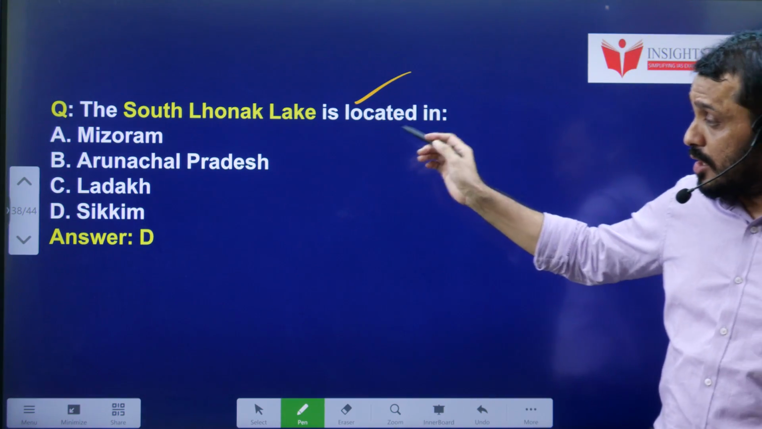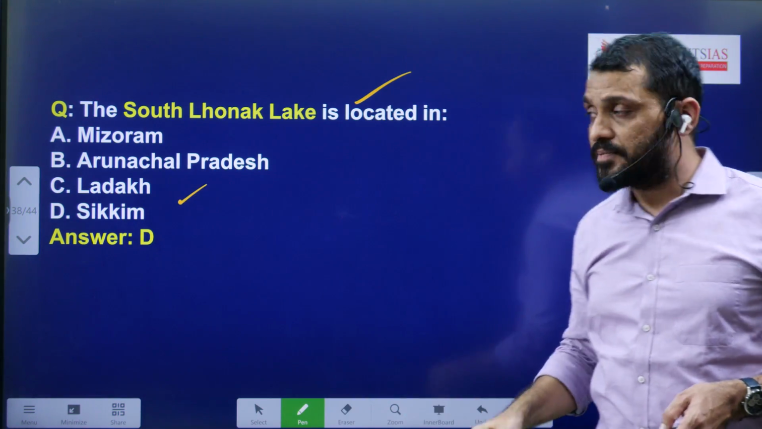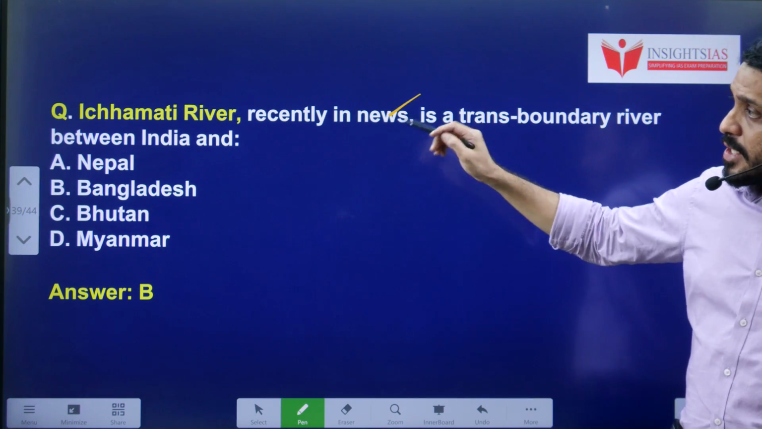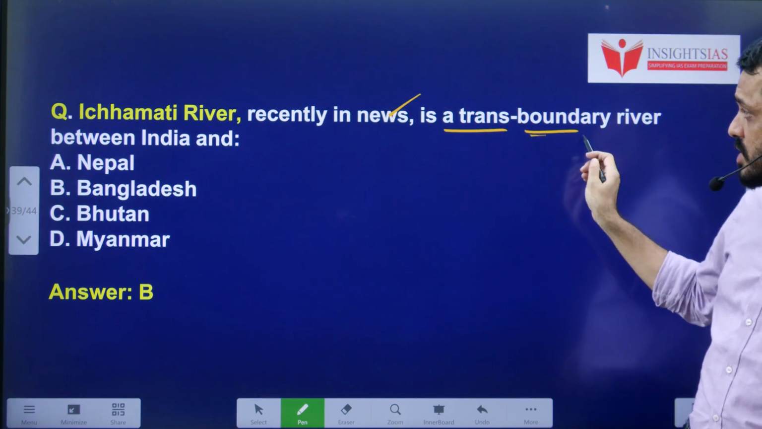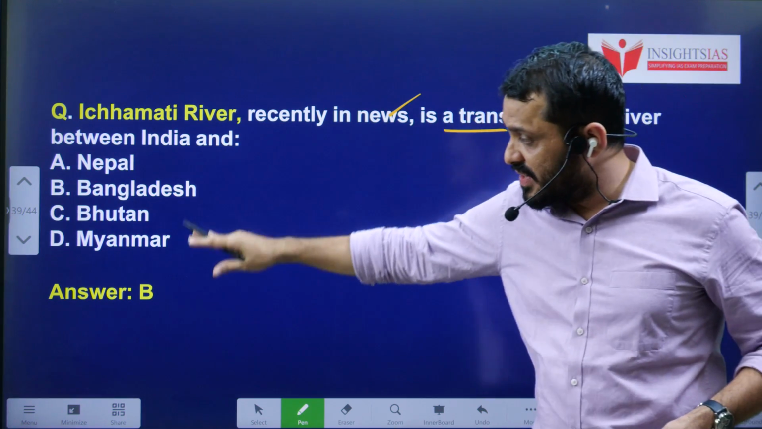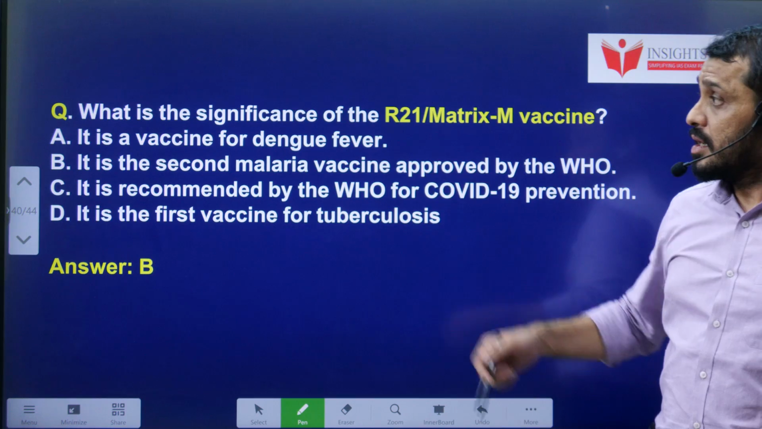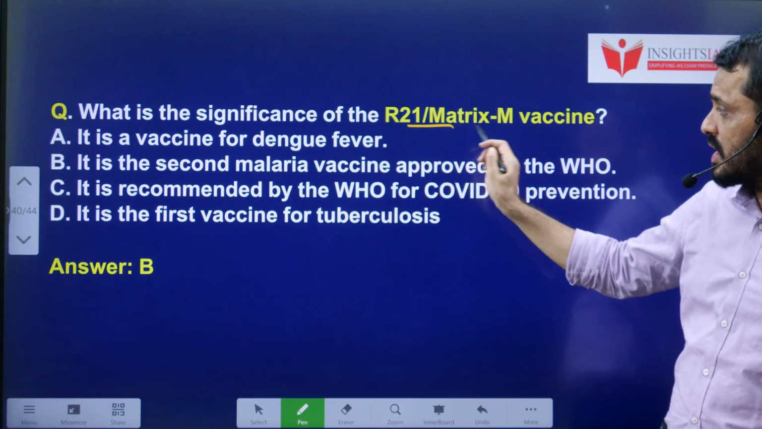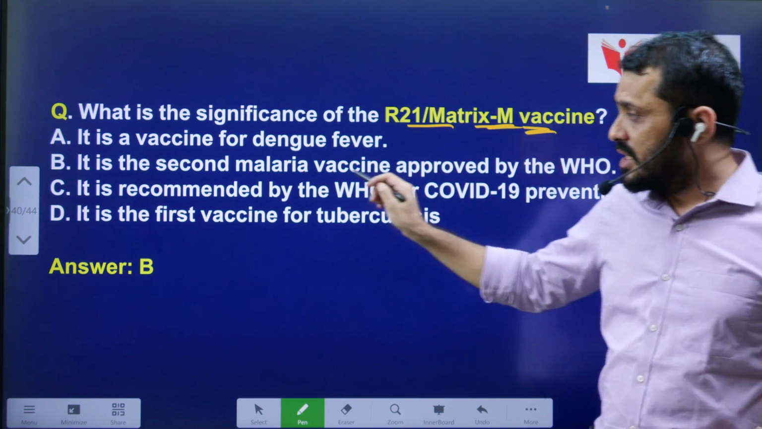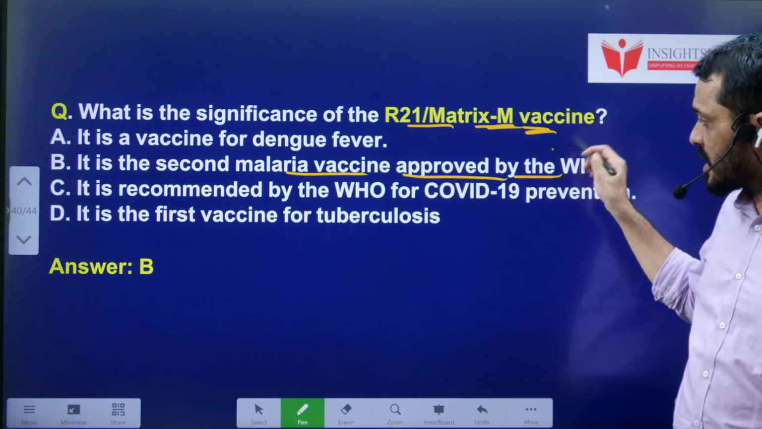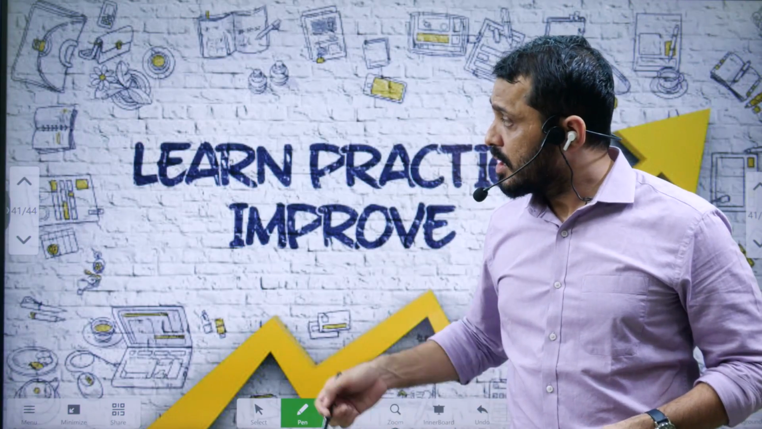Sela Lake, located in where? Sikkim. Next, Ichamati River, recently in news. It is a transboundary river between India and what country? Between India and Bangladesh. Next, what is the significance of the R21 Matrix M vaccine? It is the second malaria vaccine approved by the WHO. These are yesterday's video questions and answers.